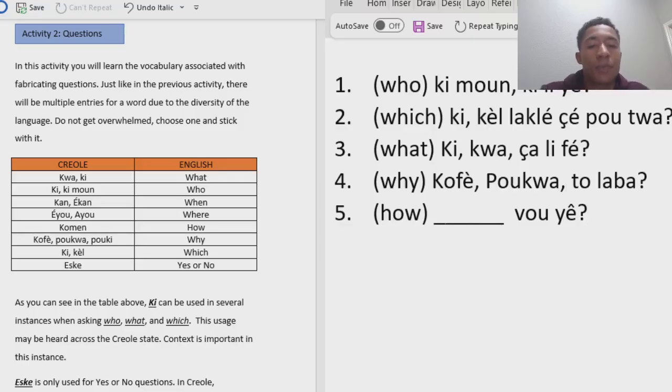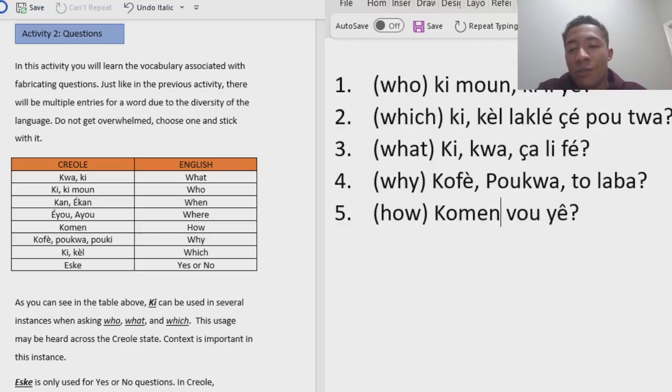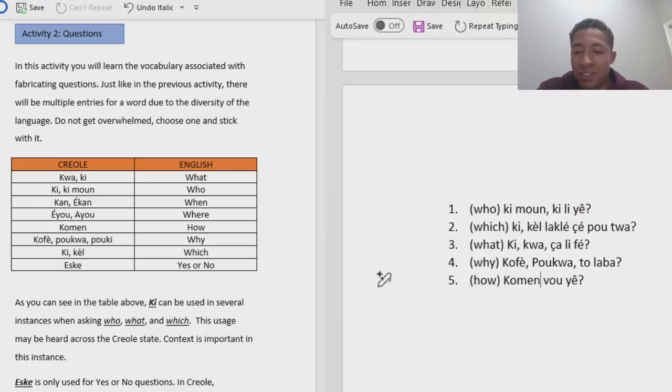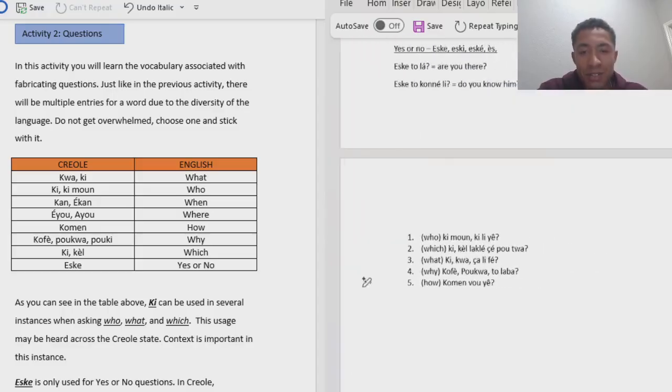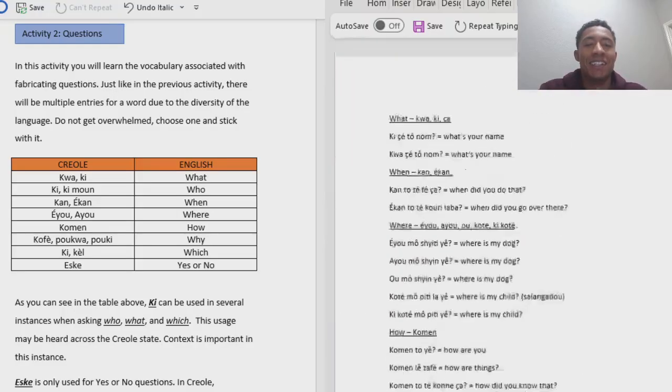Last one. Blank vouillé. Now I know y'all know this one. Blank are you? That's correct. Comment vouillez? Y'all see? Creole's not that hard. Creole's actually really easy. Creole's a really easy language.